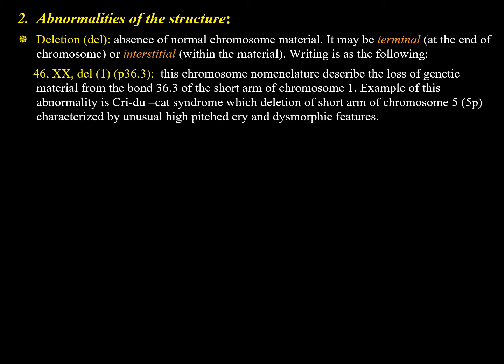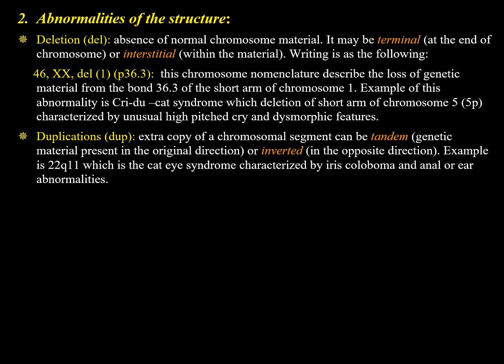An example of this abnormality is Cri-du-chat syndrome. Here, deletion in the short arm of chromosome number 5, characterized by an unusual high-pitched cry and dysmorphic features. This is important, how to read the chromosomal abnormality. This is 46 XX, deletion in chromosome number 1 at the band 36.3.